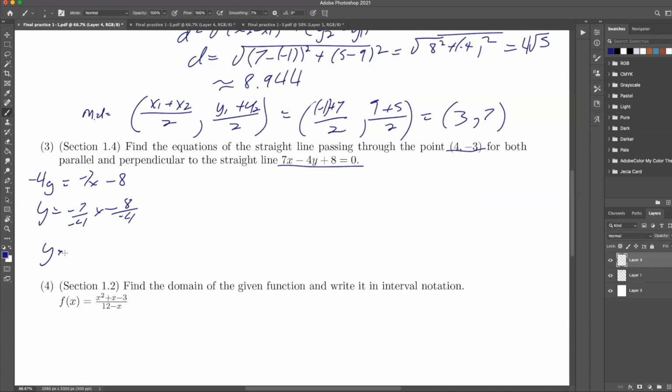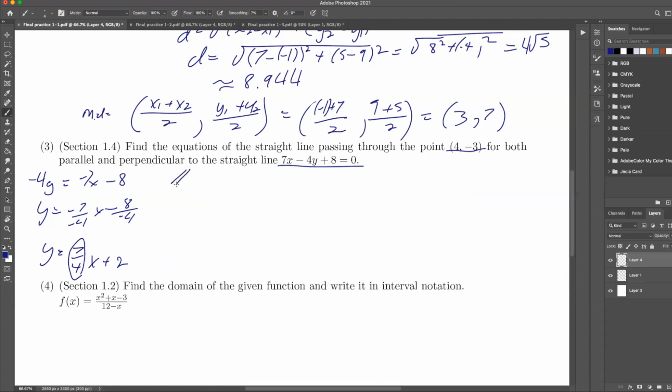So this ends up being 7/4 x plus 2. And so here we have our slope of 7/4. So the slope of this line is 7/4.